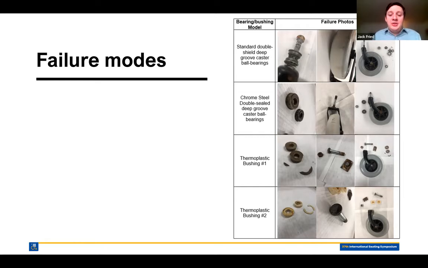Of the thermoplastic bushings, 2 of those models survived the full 6 years of testing, and 2 of those models failed the way pictured below, through stem failure. You can see that the stem has completely separated at the beginning of the fork. Both models failed this way, and there was some failure of the bushing at the flange there. So we wanted to not only see the failure modes, but how well they actually performed.